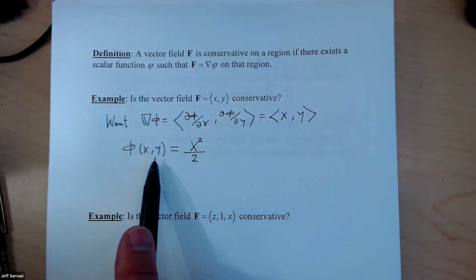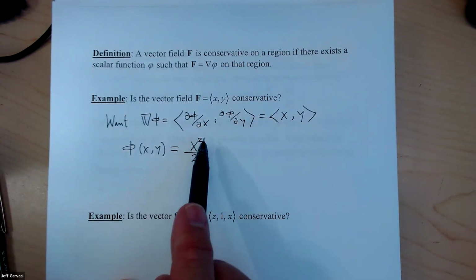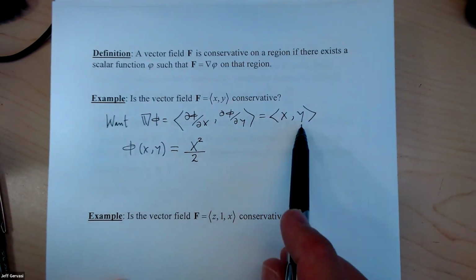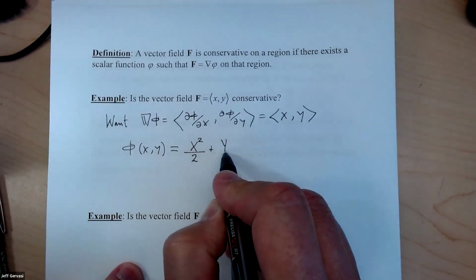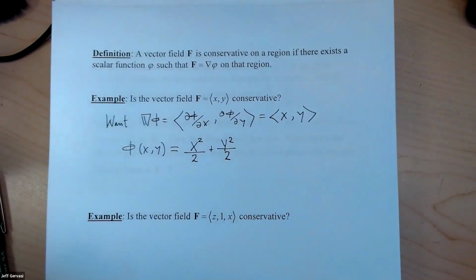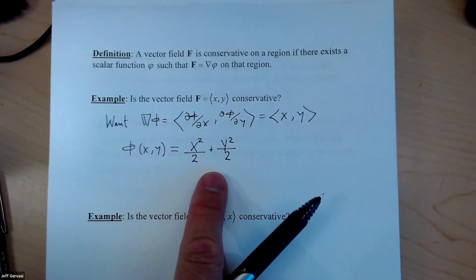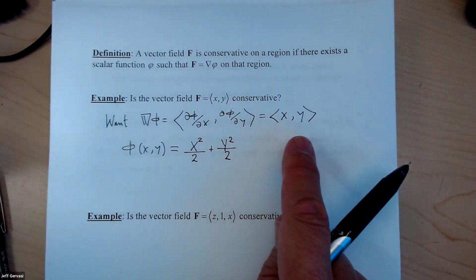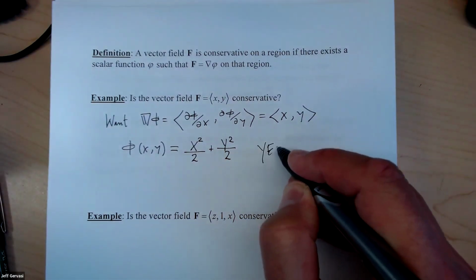So let me check. The derivative of my function with respect to x is x, by the power rule. The derivative of it with respect to y, though, is not y. This would be 0. So we'll go back and amend it and add an extra term to it. Okay. And now we see that the gradient of this function is, in fact, equal to our vector field ⟨x, y⟩. So by our definition, it would appear that we found that the vector field is conservative. I will say yes.